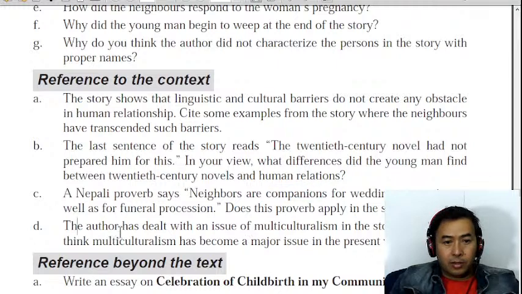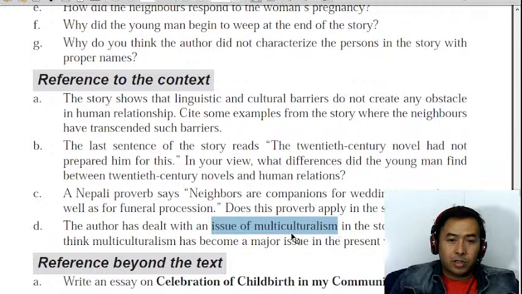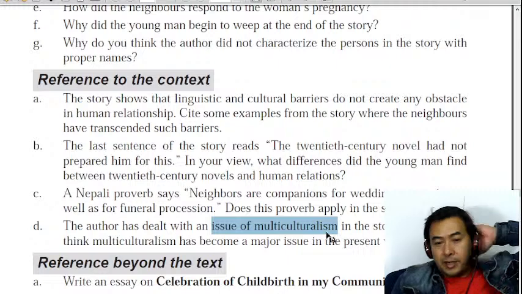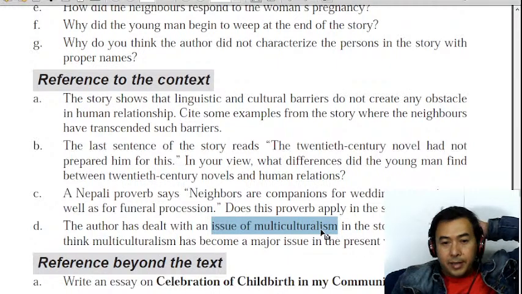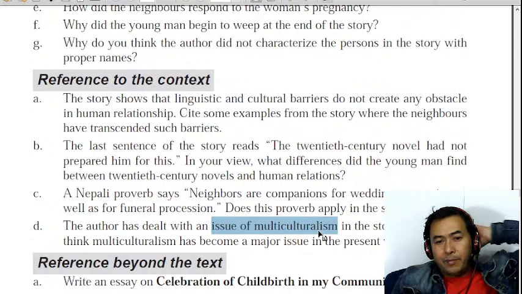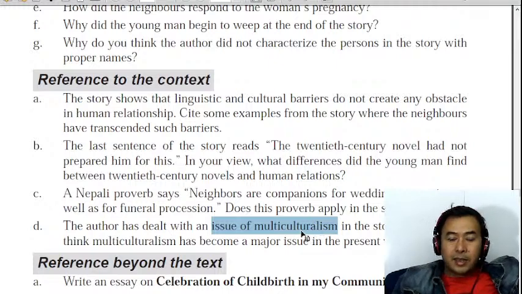Number D, the author has dealt with an issue of multiculturalism in society. This is an issue of multiculturalism. There are many cultures in migrated areas, America, Australia, let's say northern America. We do have Canada. So many people have been migrating and getting green cards from different parts of the world. It is one of the reasons that there is an issue of multiculturalism. People observe their own cultures, as they have different types of culture.